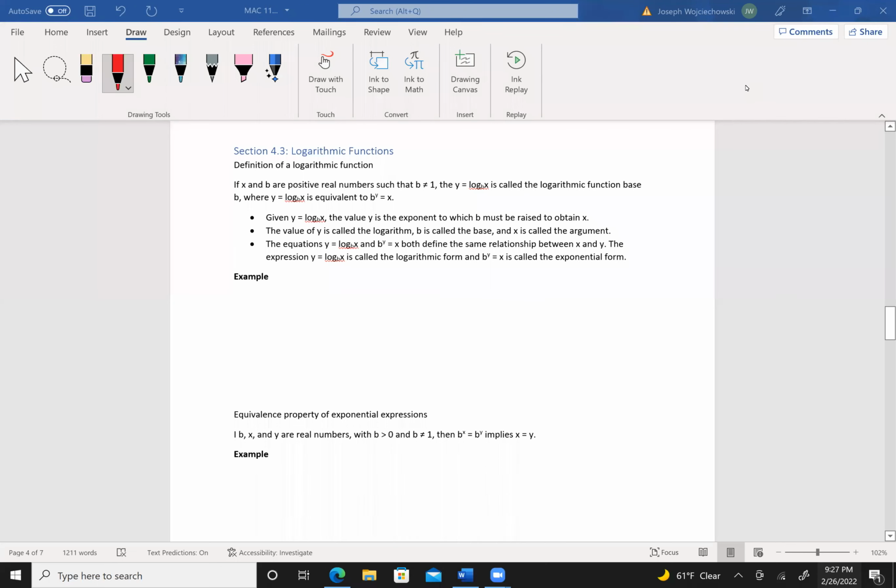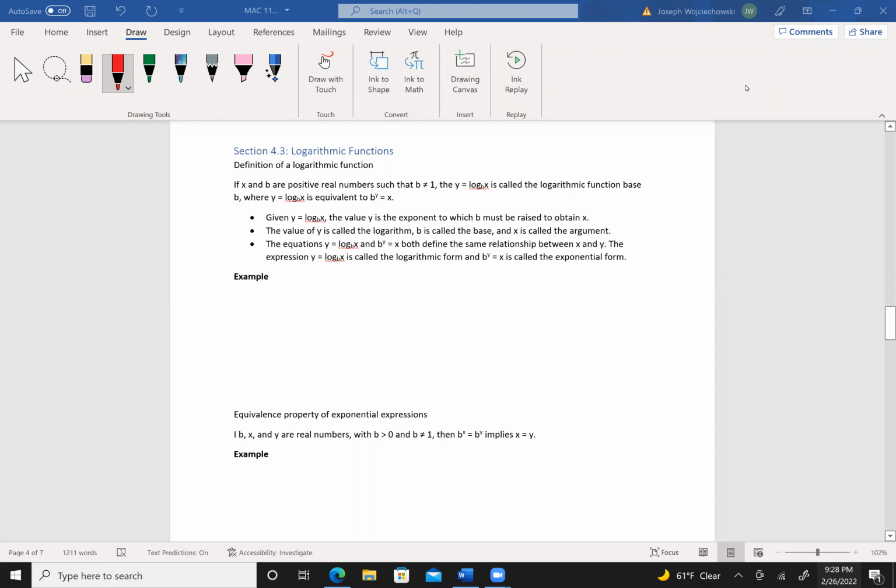So given y equals log base b of x, the value of y is the exponent to which b must be raised to obtain x. The value of y is called the logarithm, b is called the base, and x is called the argument. The equation y equals log base b of x and b to the y equals x both define the same relationship between x and y. The expression y equals log base b of x is called the logarithmic form, and b to the y equals x is called the exponential form.